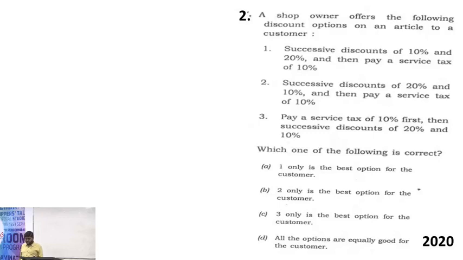Third one, pay service tax of 10% first, then successive discount of 20% and 10%. The question is, which of the following is correct? 1 only is the best option for customer, 2 only is the best option for customer, 3 only is the best option for customer, all of the above is the best option for customer.